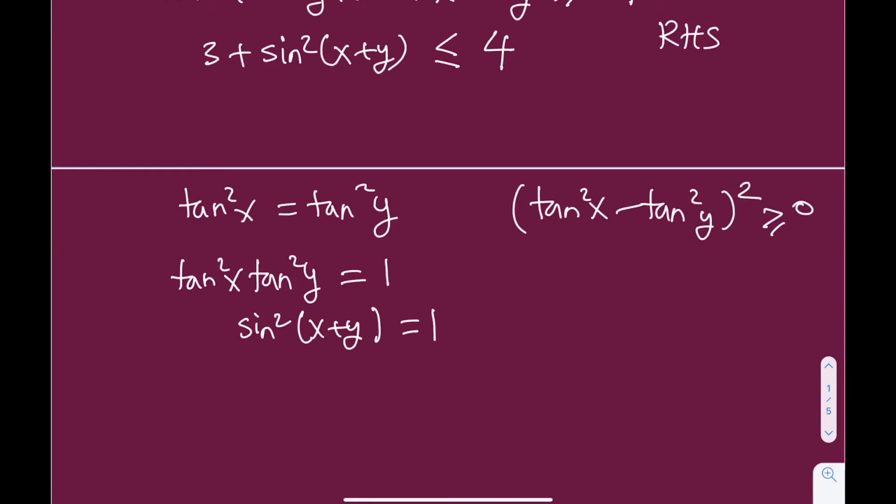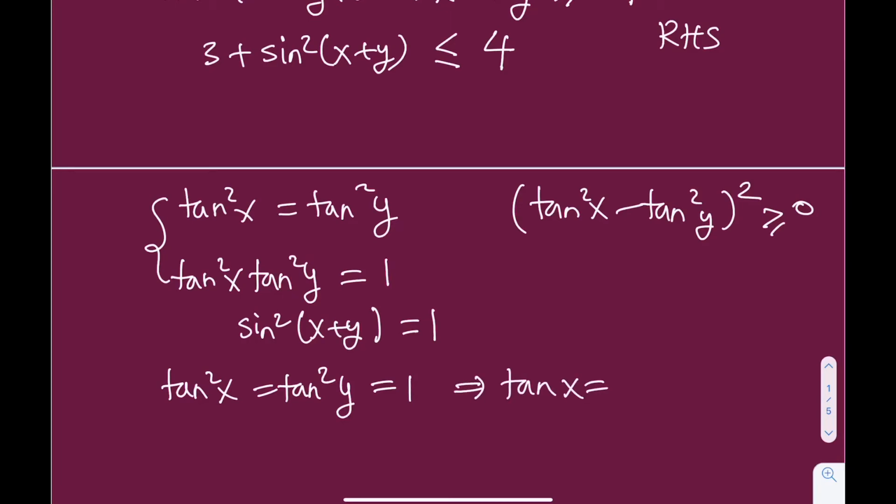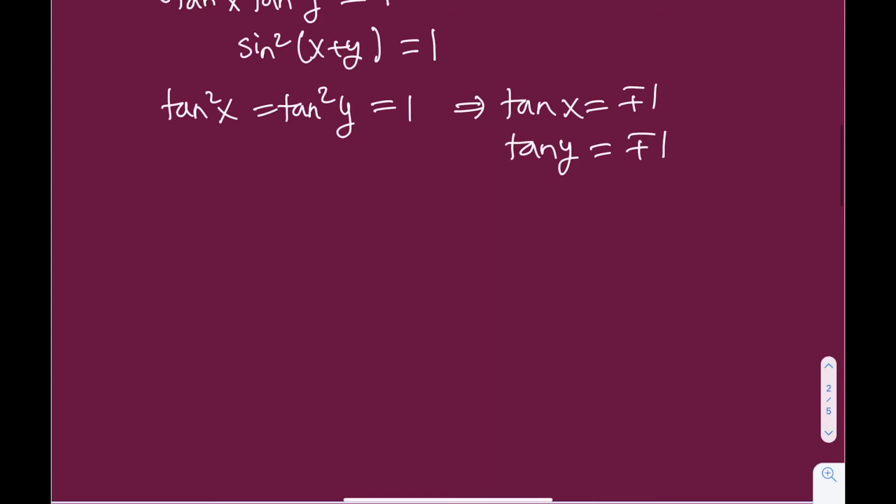Okay, so from the first two equations, what are we going to be getting? We can use substitution here. So we should be getting tangent squared x and tangent squared y are both equal to 1, because they're equal and their product is equal to 1, and they're non-negative expressions, so they can't be negative 1. So this is what we get from the first two equations, which means that tangent x can be plus minus 1 and tangent y is plus minus 1. Since their squares are 1, they can be plus minus 1.